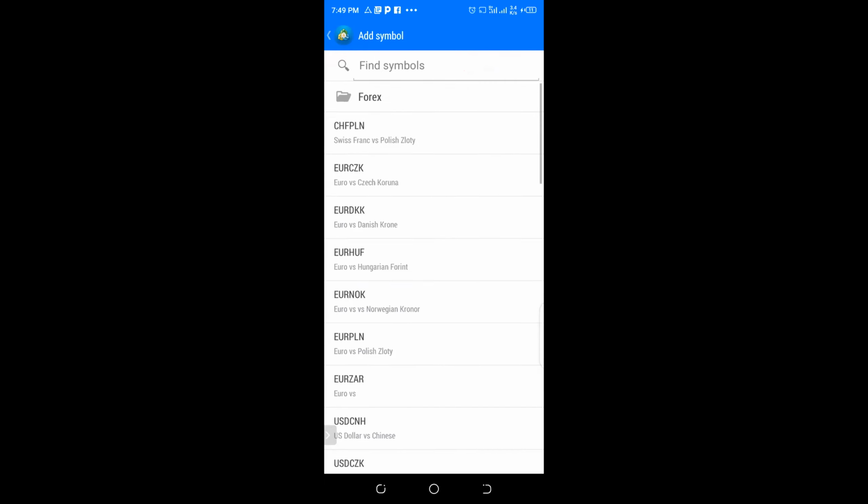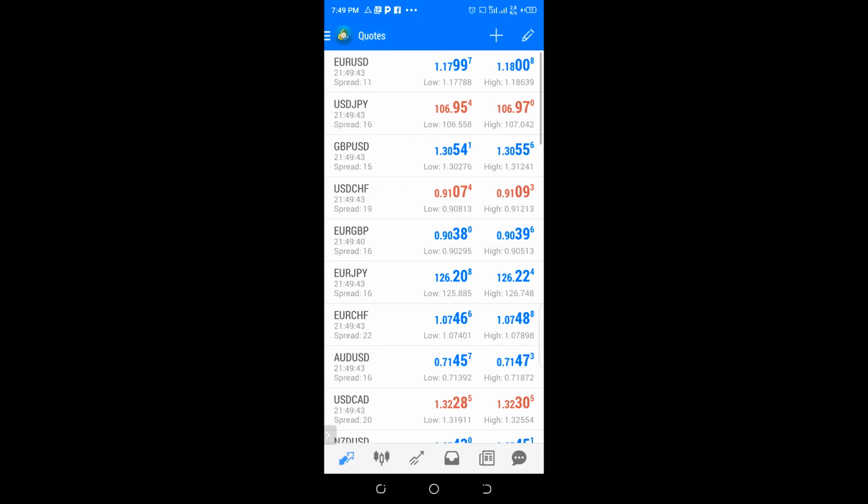Now, for those iPhone users, beside these currency pairs, you will see a plus. All right, so if you want to add any pair to your quote page, all you need to do is click on the plus and it is going to get added, guys.